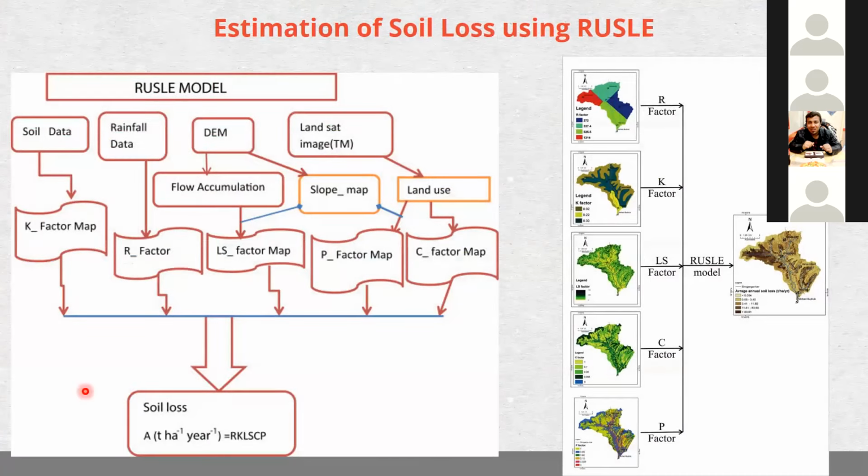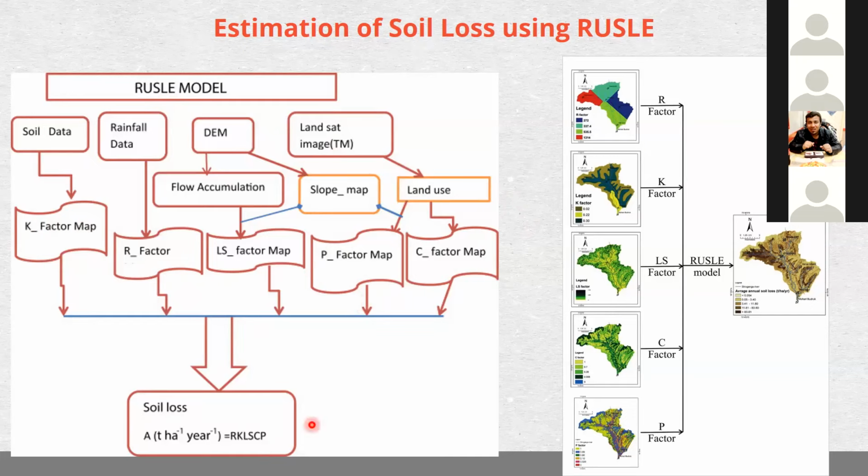Then estimation of soil loss, for which we have used Google Earth Engine. Generally there is a model known as the RUSLE model, and most hydrologists are very much aware of this model. In this model, we get the amount of soil loss in a particular watershed or area by utilizing these 5 datasets. That means soil data, rainfall data, digital elevation model, and any satellite data for preparing the land use map. Then we prepare the different factor maps, and we combine all these maps and perform a special algorithm, and then we get the RUSLE model.